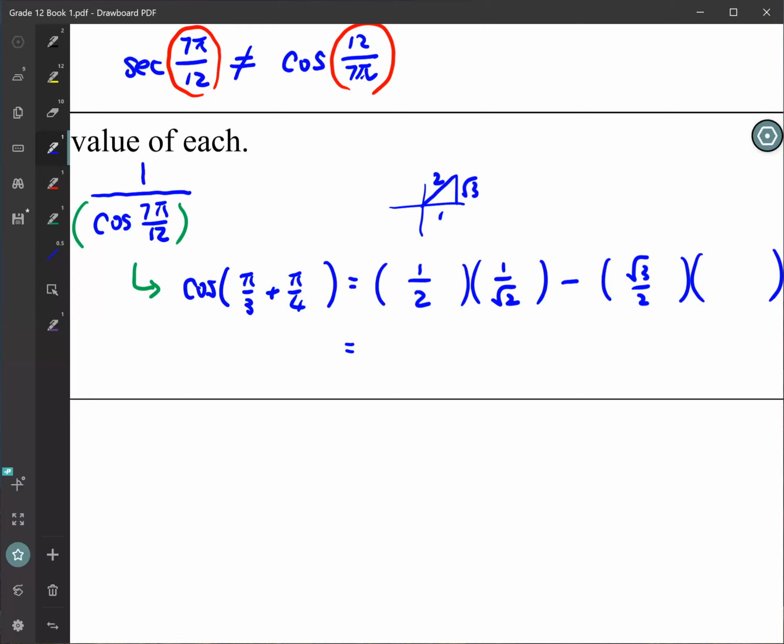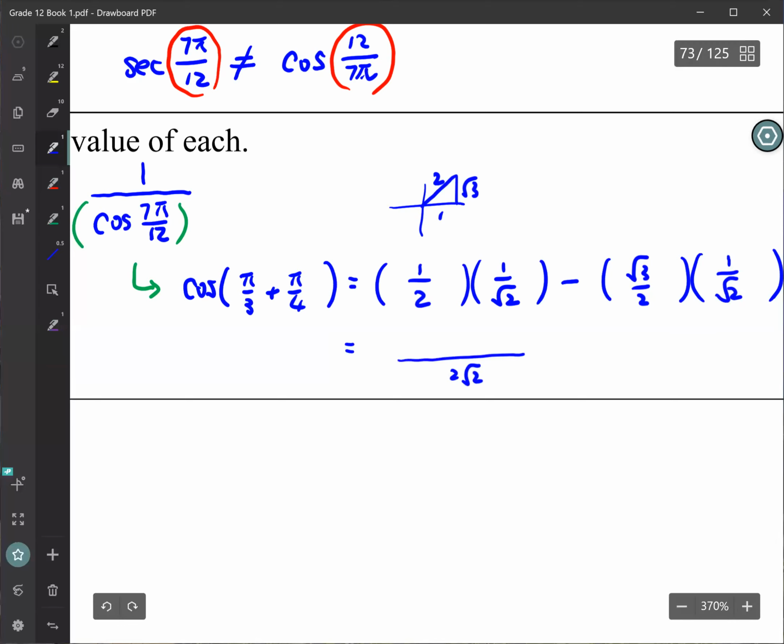1 over root 2. Yeah, it's still the same, right? Because power 4 is the 1 root 2. So sine and cosine will be the same. Right, now we need to simplify this into one fraction. Once again, they have the same denominator, right? So we have 2 root 2. And the top is 1 minus root 3.